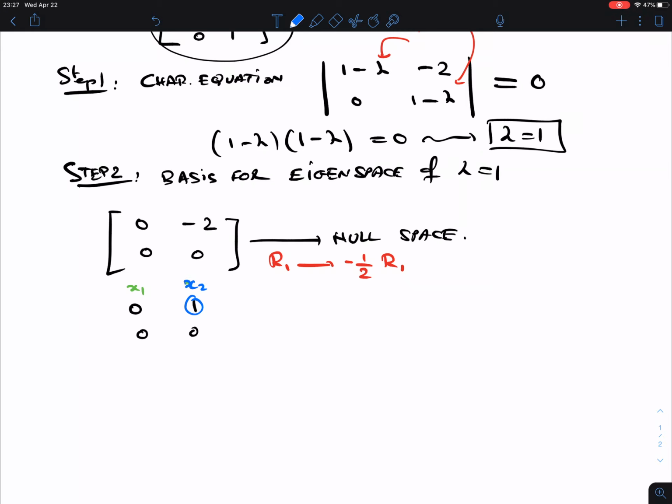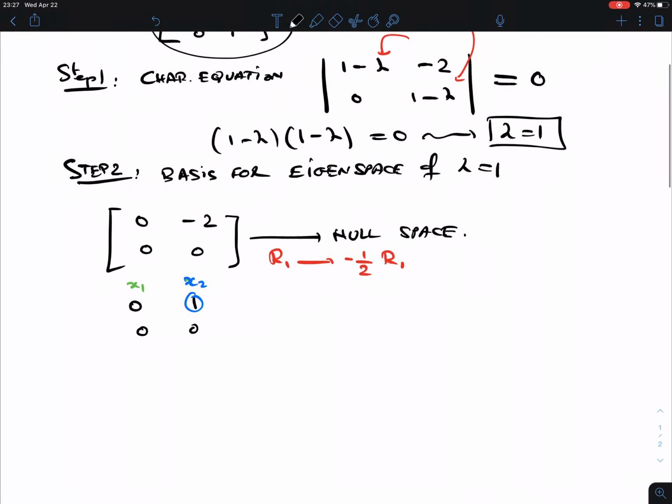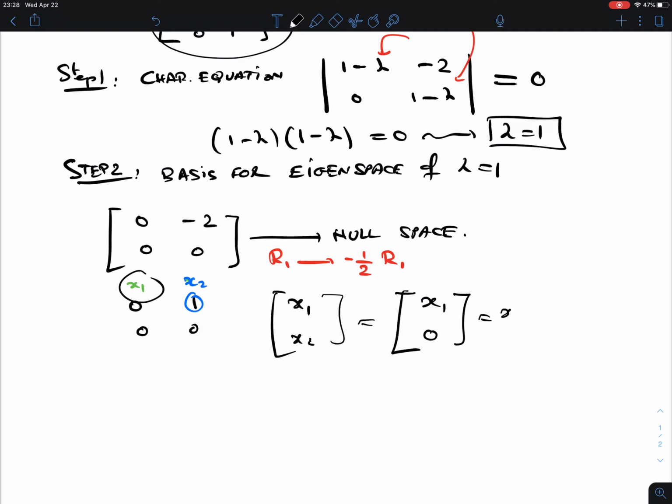Okay, so what does this mean now? We have to write down x1, x2 in terms of x1. Okay, x1 is just itself. And what is x2? Well, x2 times 1 is equal to 0, right? So that's 0. So this is x1 times (1, 0), and so this is our basis vector. Okay, and this means that this is a line, right? So the line that consists of all the multiples of (1, 0), each of these is an eigenvector with eigenvalue lambda equals 1.